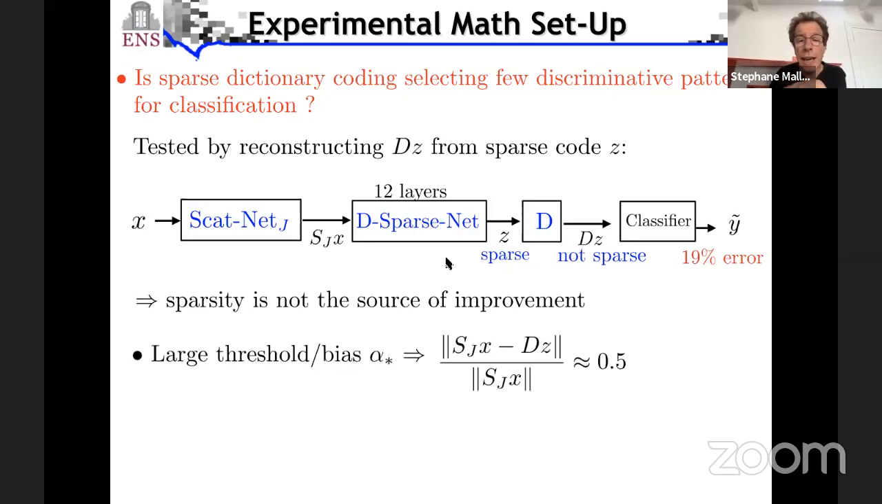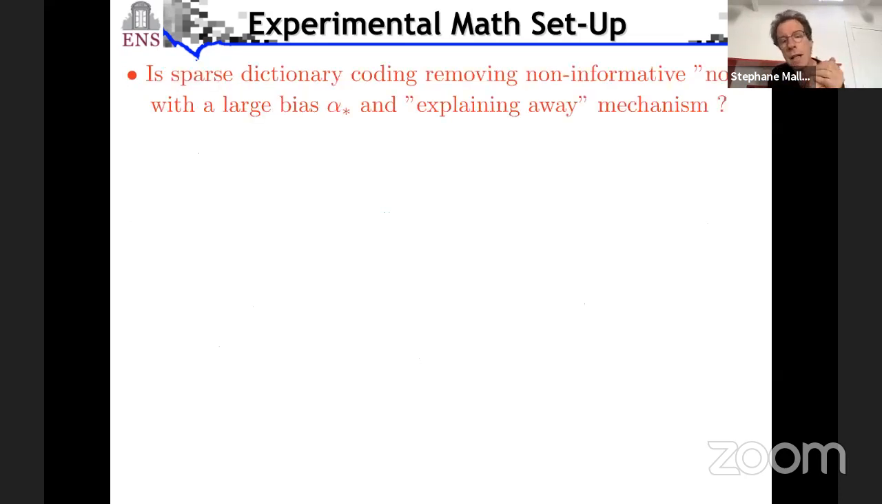If we look at the difference between the approximation and the original, we realize that we've eliminated a lot of information because we use a very large threshold that was learned, a very large bias. So next idea, maybe the improvement comes from the fact that we've removed some cluttered information, some kind of noise, through this very large bias in this dictionary and through the explaining away mechanism of sparse coding, we basically remove the clutter but preserve the information.